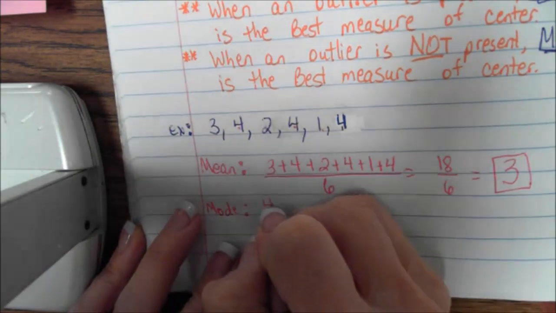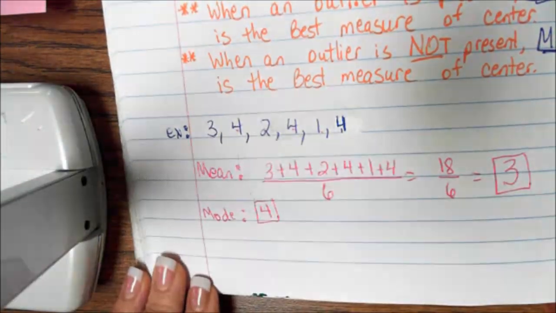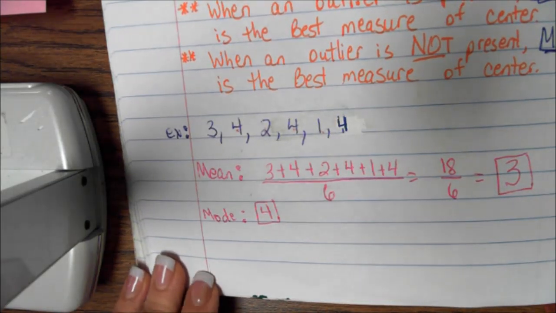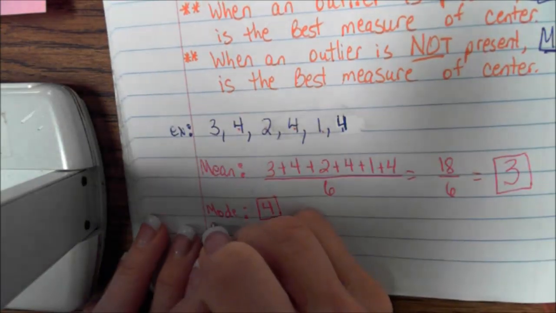So my mode is 4. We don't have to add, subtract, or do anything crazy. That's why I like it. I just have to count.